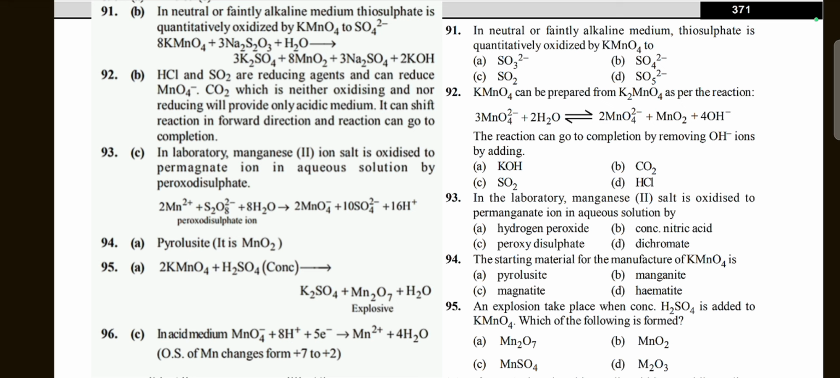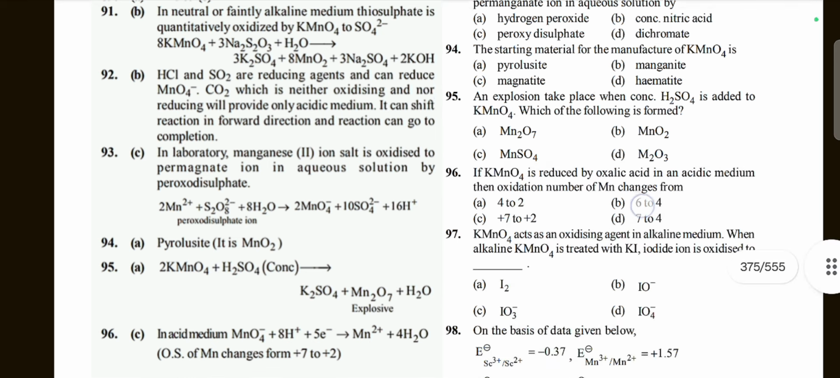In the laboratory, manganese 2 salt is oxidized to permanganate ion in aqueous solution by peroxydisulfate. So option C will be the answer, and the reaction is 2Mn2+ plus peroxydisulfate ion, S2O8 2-, plus 8H2O gives 2MnO4- plus 10SO4 2- plus 16H+. The starting material for the manufacture of KMnO4 is pyrolusite, which is MnO2, option A.